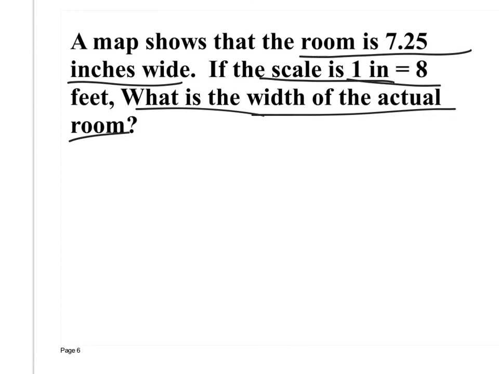So the problem says a map shows a room that is 7.25 inches. So a map gave me a room that's 7 1/4 inches. They might write this as 7 and 1 over 4 in a fraction. Easiest thing to do is just change it to a decimal, which here they give you, but you'll see several problems where they don't. If the scale is 1 inch is equal to 8 feet, then you need to find the width of the actual room. So what I do is I go model over actual. First thing I do is write the scale they give me, which is 1 inch is equal to 8 feet. 1 inch on the model is 8 feet in real life.